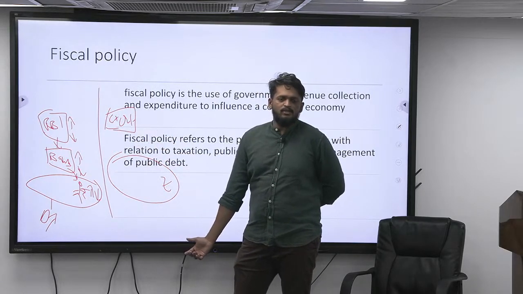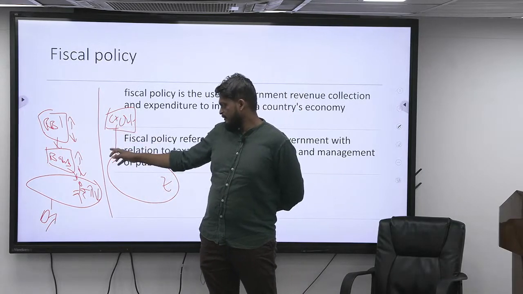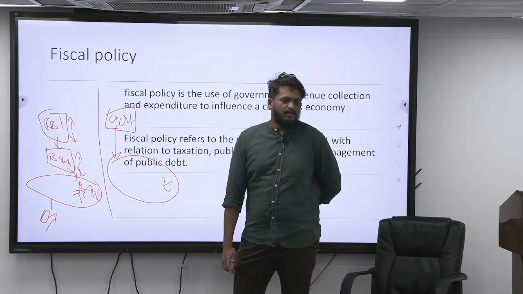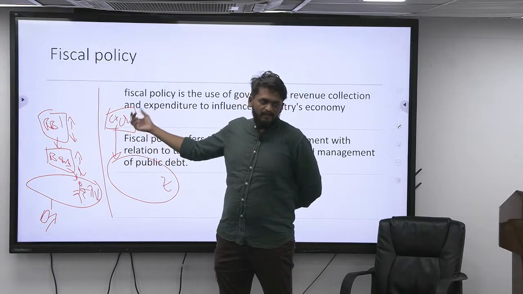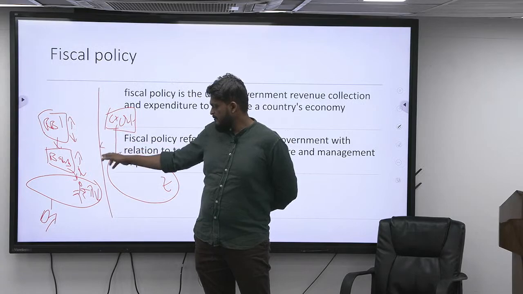Government has only two possibilities here to do anything with regard to money supply. Government can increase spending or reduce spending. Whenever government increases its spending, more money flows into the economy. Whenever government reduces spending, less money flows into the economy. This is spending.